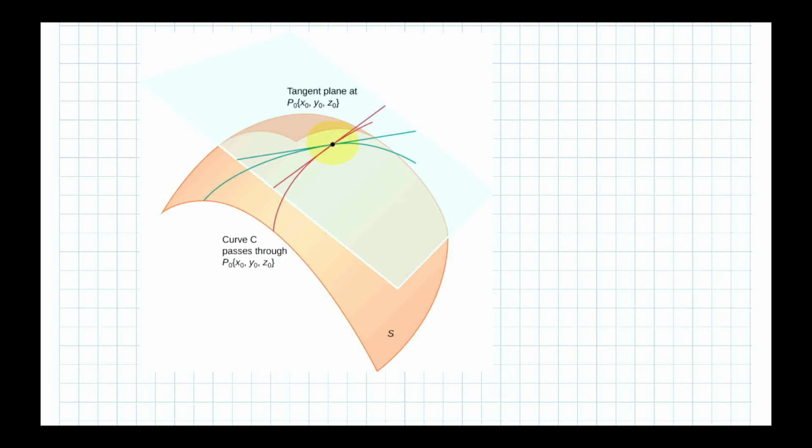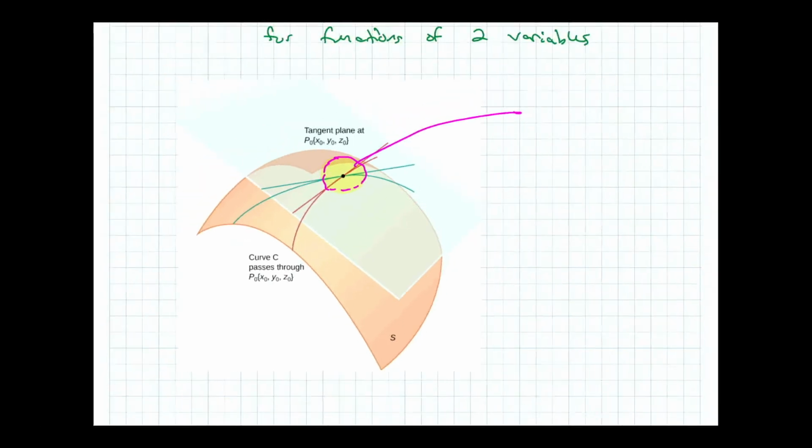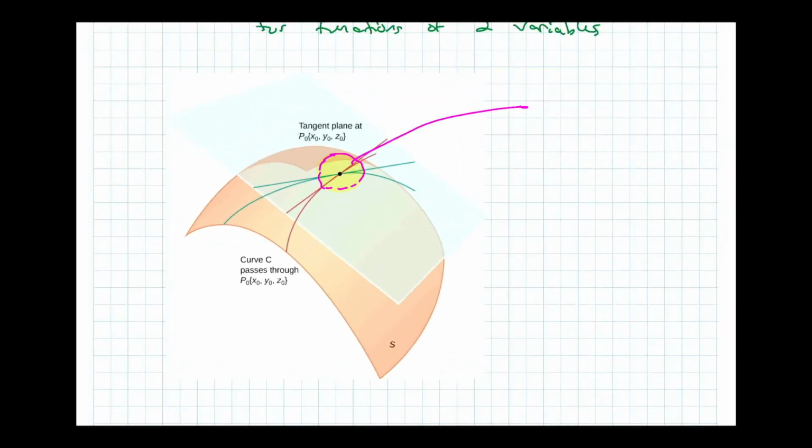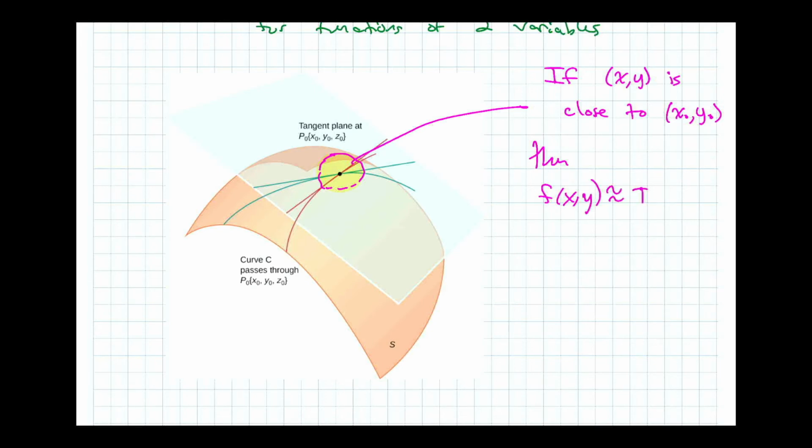So basically you have that kind of thing, and just say if x, y is close to x naught, y naught, right? That's where we're doing the tangent line approximation. Then f of x, y is approximately equal to its tangent plane. All right. So it's exactly the same idea.